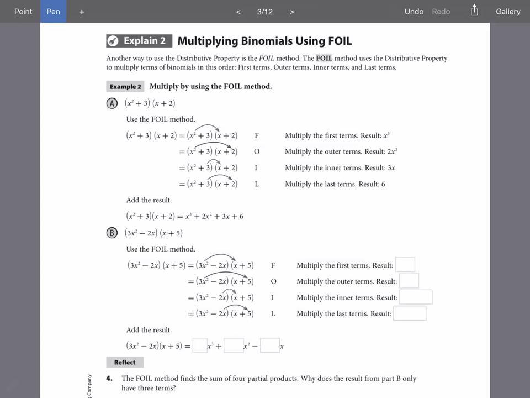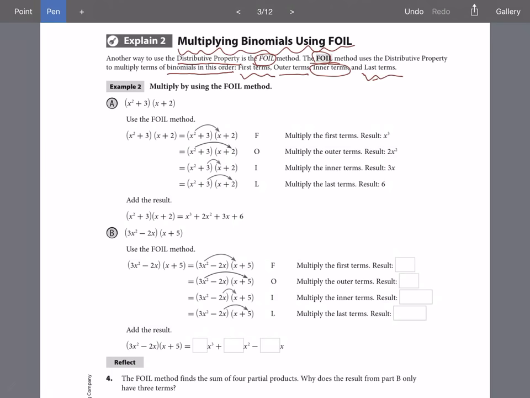All right, guys, we're going to be continuing on with 18.2. We're going to be looking at multiplying binomials using FOIL. So another way to use the distributive property is the FOIL method. The FOIL method uses the distributive property to multiply terms of binomials in this order. So first terms, outer terms, inner terms, and last terms.